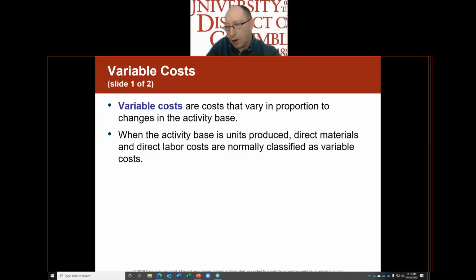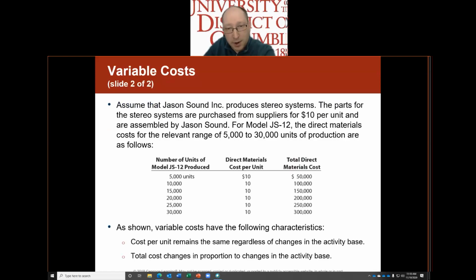Okay, the more outputs I have, meaning the more finished goods, that means I must have had more direct materials and more direct labor. And the opposite is also true. The less my output is, the less direct materials and direct labor I have. So it's very simple. Just think of it as the more output I have, the more direct material costs and labor costs I'm going to have, right? It's very simple. So here's an example.